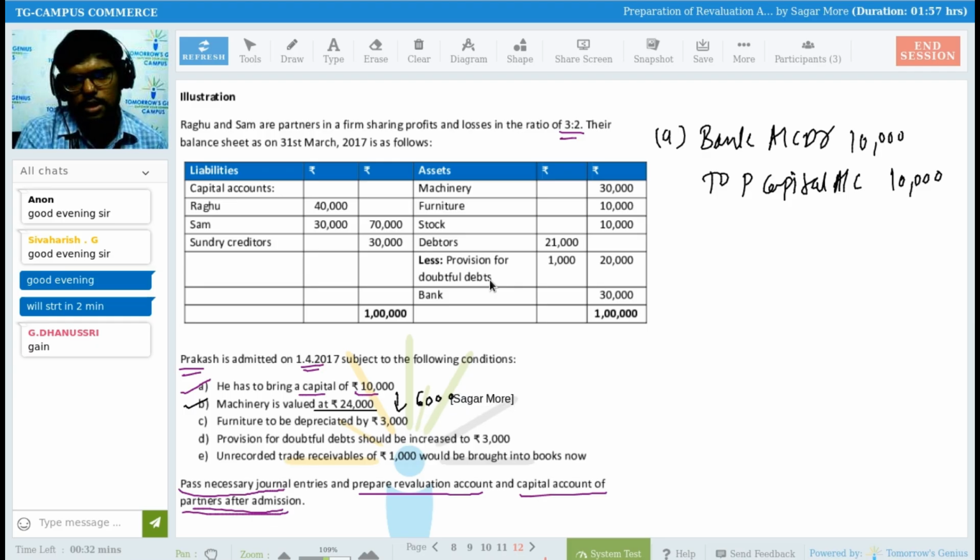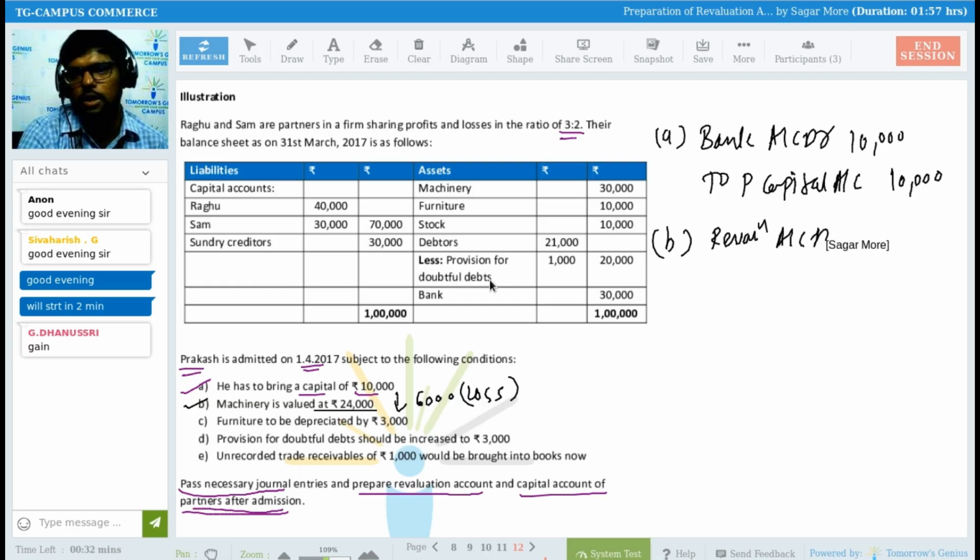6,000. If the value of your asset decreased by 6,000, is it a gain for you or loss for you? Loss. And loss we have to debit to the revaluation account or credit? Debit to the revaluation account. So entry for B will be revaluation account debit 6,000 rupees to machinery account. Absolutely correct.